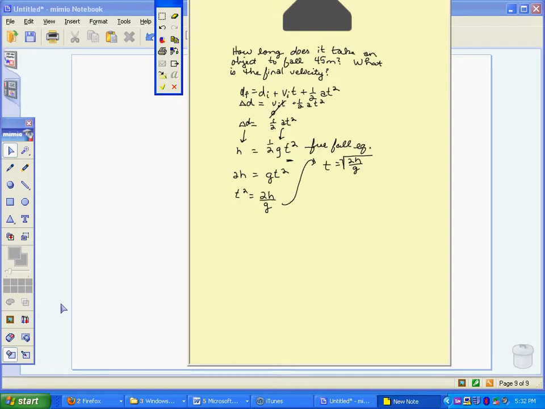Now we're just going to plug in our numbers. Remember, when we use dimensional analysis, it's going to look just like this. Plugging in the numbers: two times 45 meters over 1, divided by 9.8 meters per second squared.